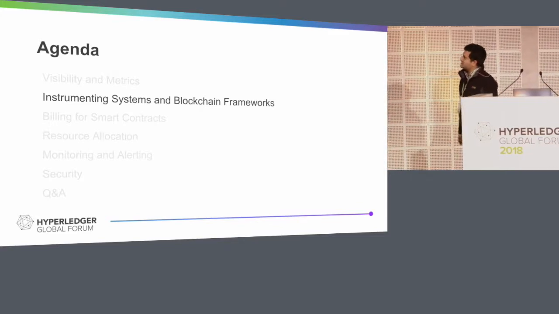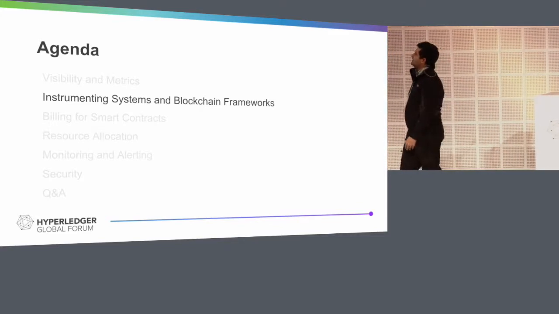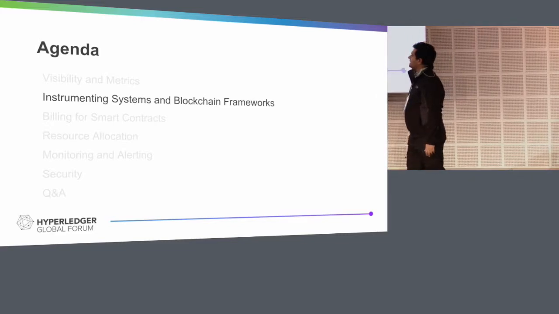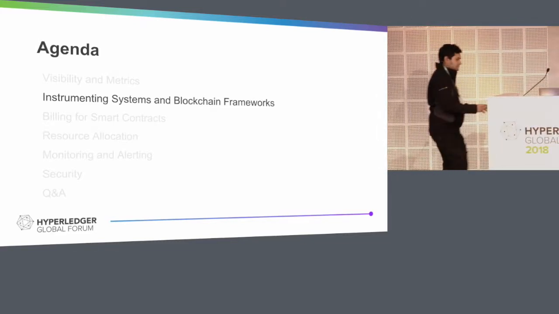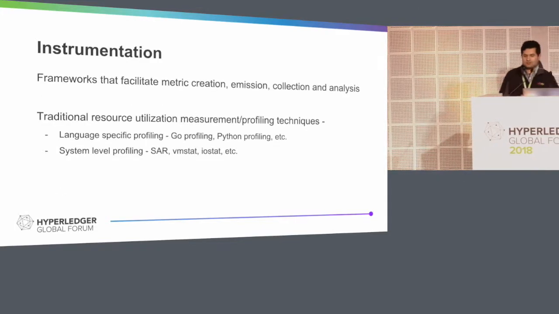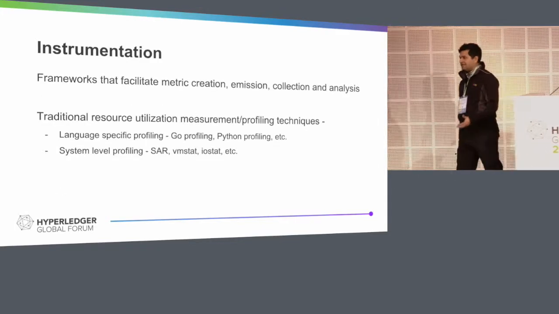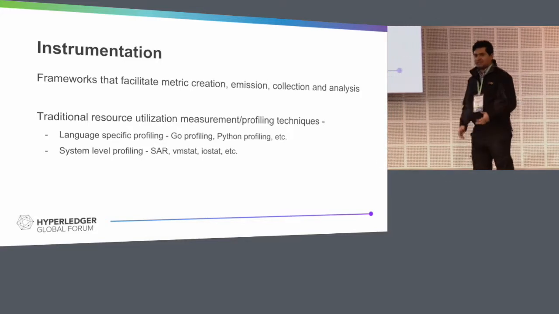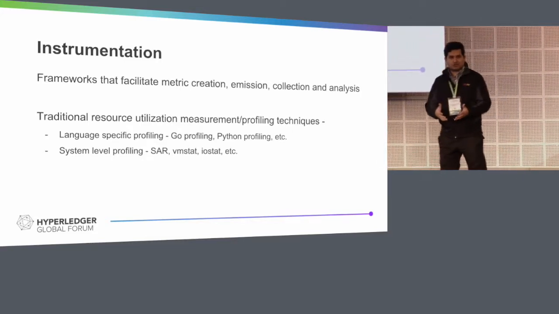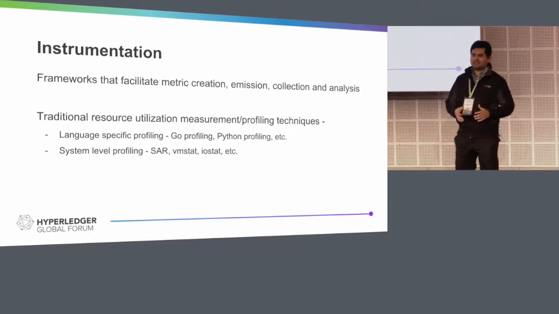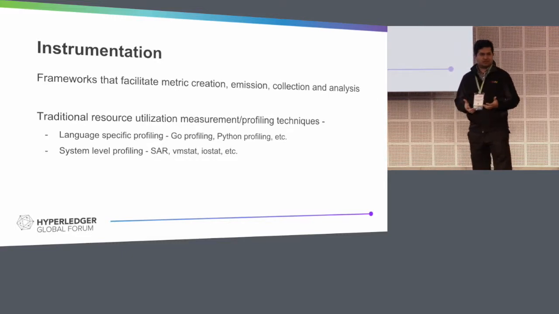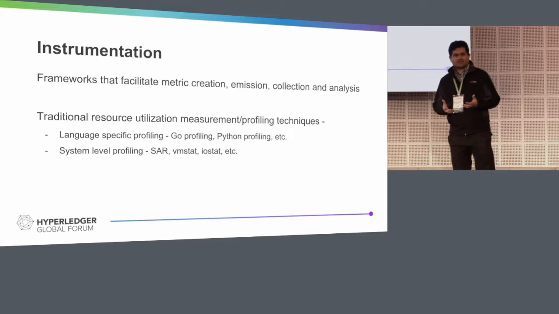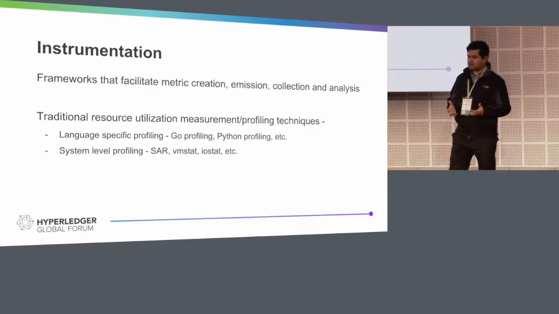So with this background, let's move into the next item on our agenda, which is instrumenting systems and blockchain frameworks. So what's instrumentation? Any framework that lets you basically create metrics, emit those metrics, collect those metrics, and then process those metrics, do something with them, right? Analyze, for example. That is categorizable as instrumentation. It's an overall umbrella term.